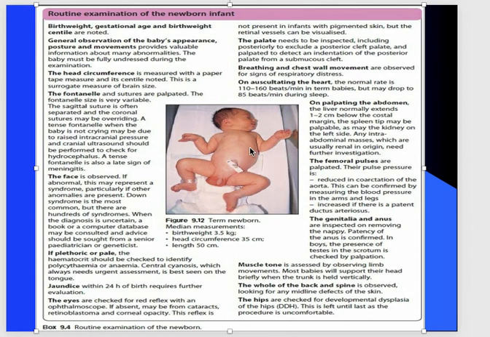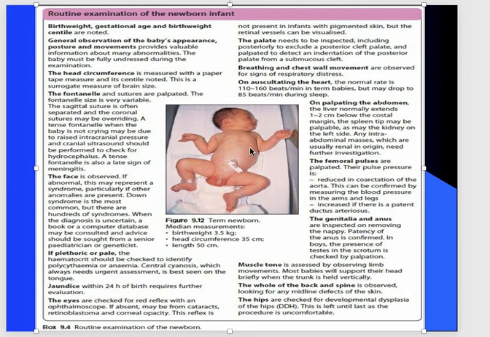Check the ears, do a hearing test. Nowadays there are special machines, sophisticated gadgets, to check the hearing. Most of the hearing tests are done before discharging the baby from the hospital, on the second or third day of life, depending on when the babies are discharged.